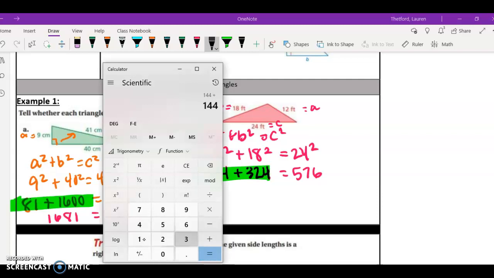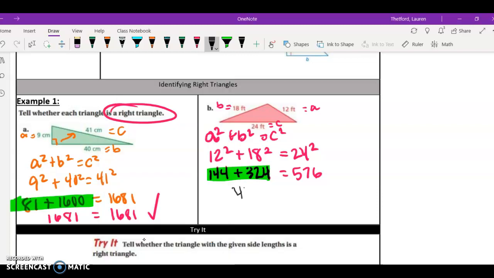144 plus 324, and that gives us 468. So 468 should have equaled 576, but it does not. So not, and I'm going to do the right angle sign. So not a right triangle.